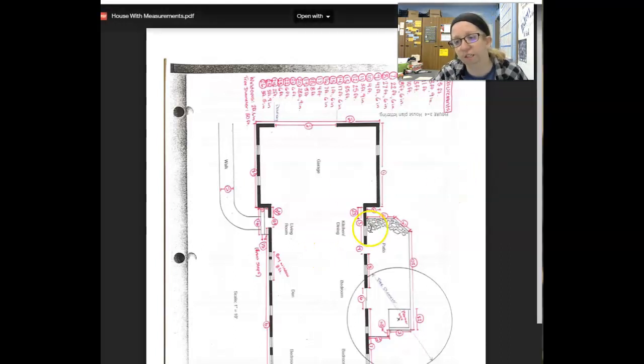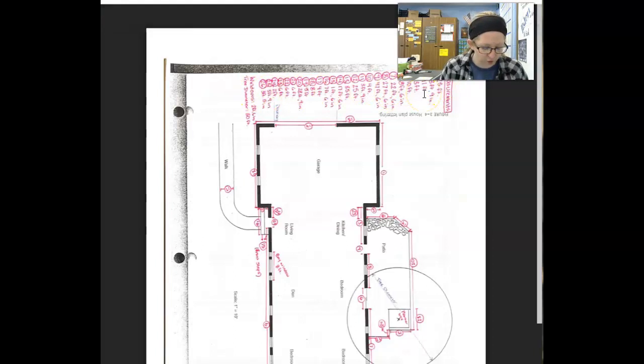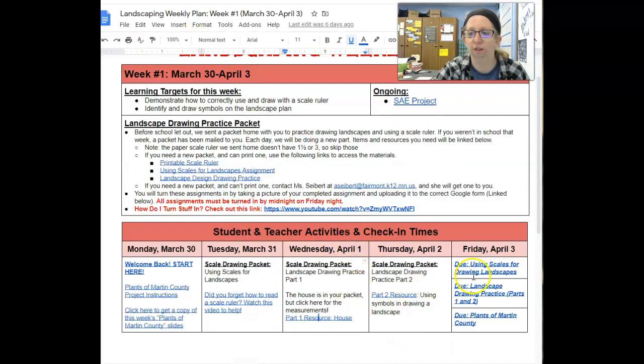So for each of these, like I said, this plan goes all the way around each side of the house. And the measurements for each of those walls, rather than having you measure the example house that's in your packet, I provided for you. So yeah, this first part is basically just redrawing a house. Once you are finished, you're going to take a picture of it and upload it to this Google form, landscape drawing practice parts 1 and 2.